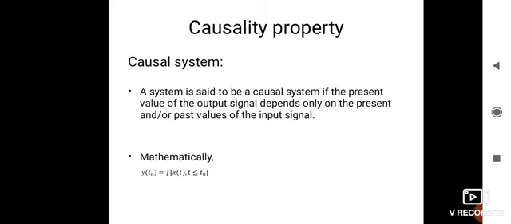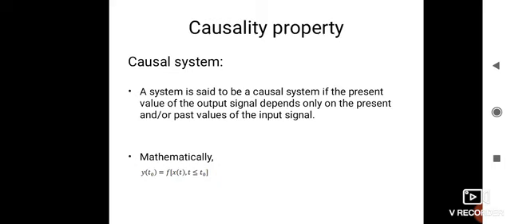In other words, we can say that in causal systems the response or output of the system to an input does not depend on the future value, because here I am saying it depends on the present or the past value. This means that all real-time systems are causal systems, since such a system cannot know the future value of the input signal when it constructs the output signal. So causal systems are physically realizable.